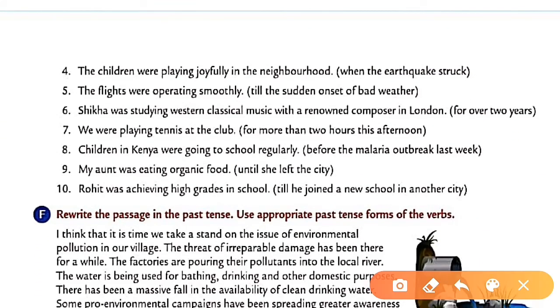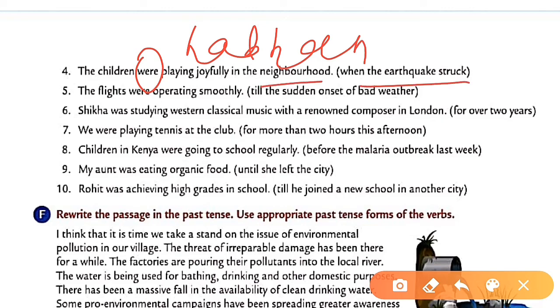Number four is about the children were playing joyfully in the neighborhood. The children had been. In the place of "were", we have to use "had been". The children had been playing joyfully in the garden when the earthquake struck.